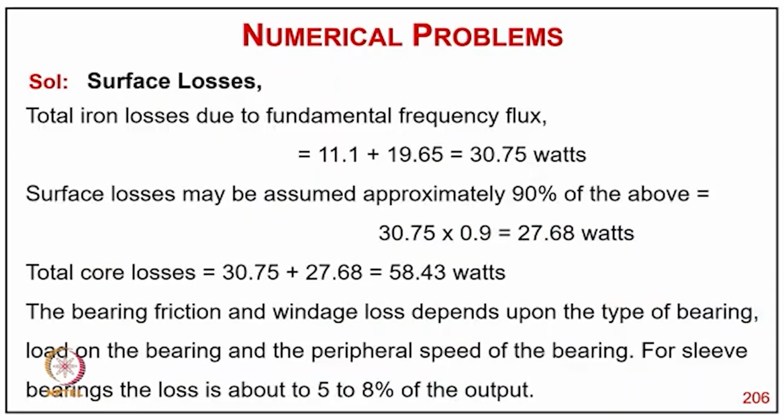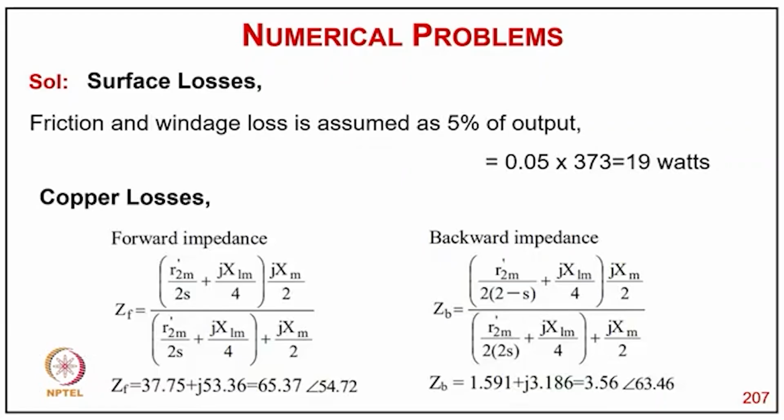Now coming to surface losses. The loss due to fundamental frequency flux when calculated comes to 30.75 watt, and surface losses may be assumed approximately 90% of this, so it comes to 27.68, and the total loss putting both comes to 58.43 watt. The bearing friction loss depends upon the type of bearing, load, and peripheral speed, as we already discussed, and it is around 5 to 8% of the output. So friction and windage loss considering 5% is 19 watt.